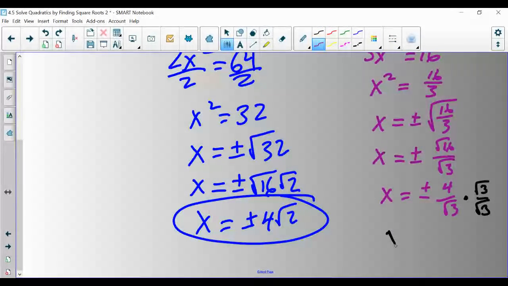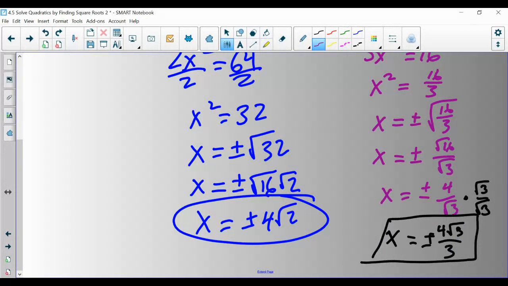So then we have x is equal to, multiplying the numerators across, you get 4 root 3. And multiplying the denominators across, remember, root 3 times root 3 is just 3. That's your final answer. x is equal to plus or minus 4 root 3 over 3.